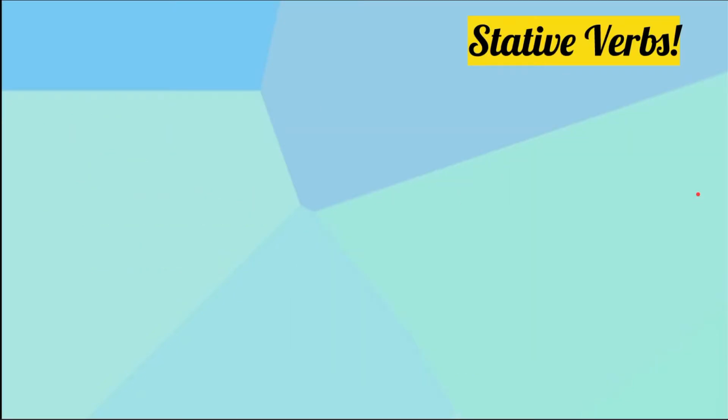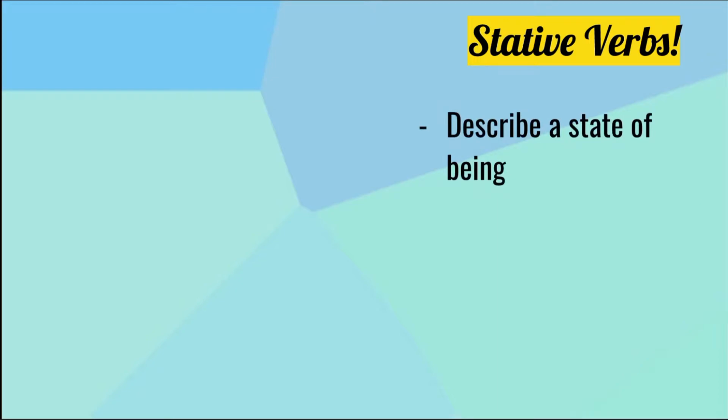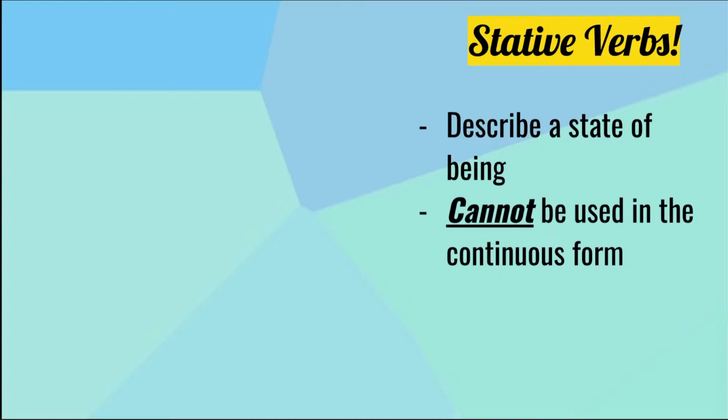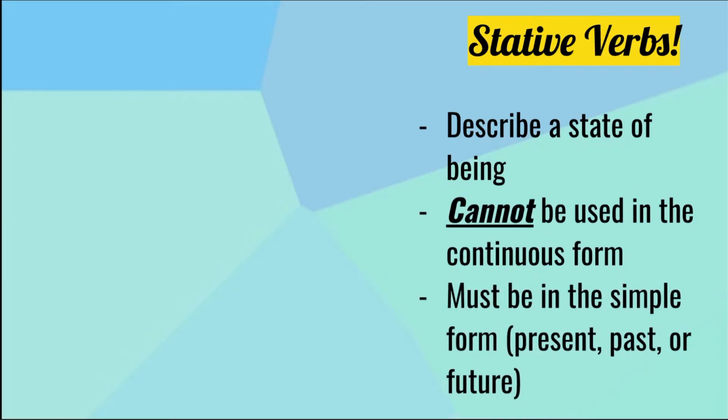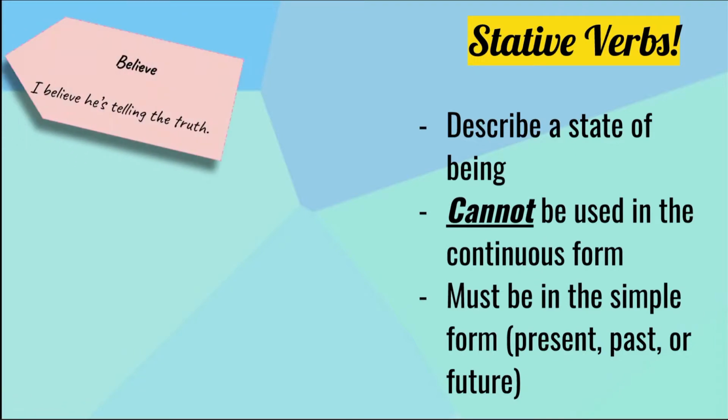Stative verbs are different. Stative verbs describe a state of being, and they cannot be used in the continuous form. Cannot. So that means that they must be in the simple form, present simple, past simple, or future simple, but never in a present continuous, past continuous, or future continuous form. Some examples are believe, like I believe he's telling the truth. This is happening now, but you don't say I'm believing you. You say I believe you.